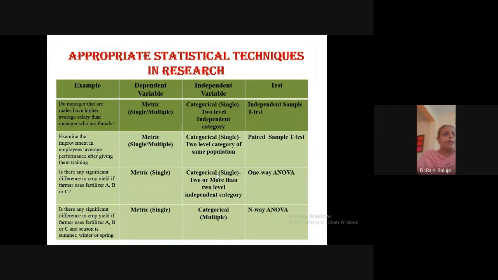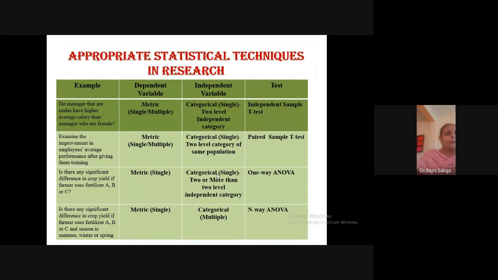Now next one is, is there any significant difference in crop yield if farmers use fertilizers A, B or C and the season is summer, winter or spring? Now here along with fertilizer, we are talking about the season as well, different types of seasons. So here we will apply the N-way ANOVA. It can be two-way ANOVA. N-way ANOVA has to be applied, depending on the number of variables that are available.